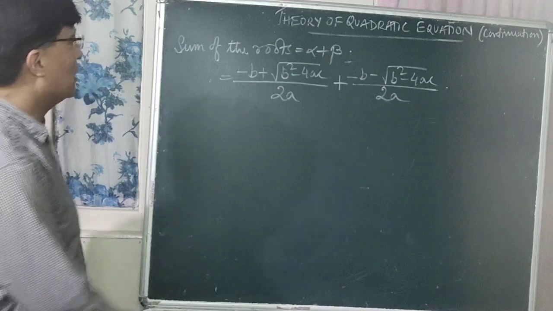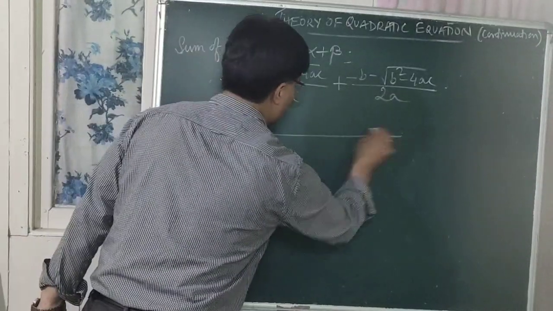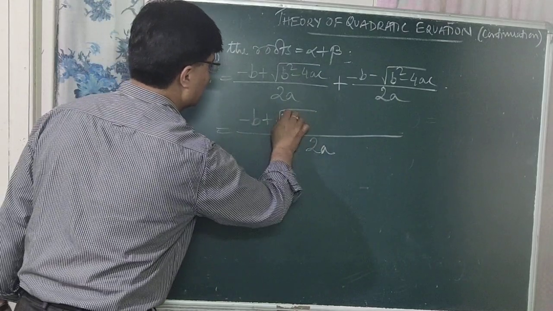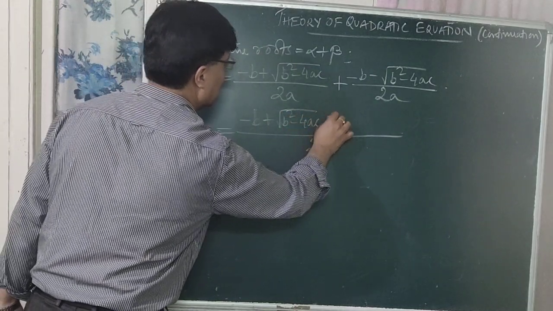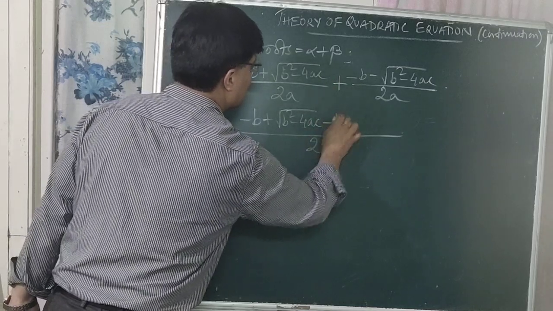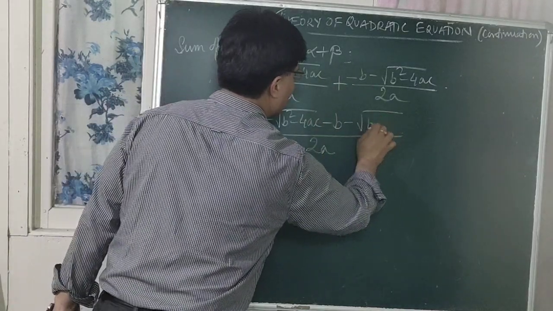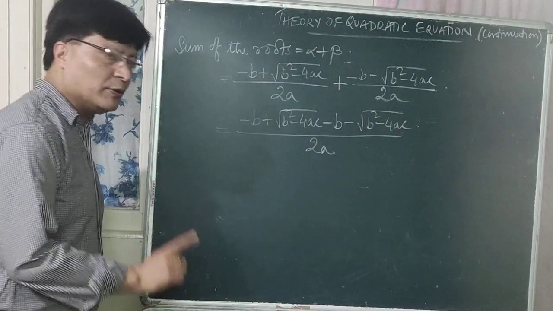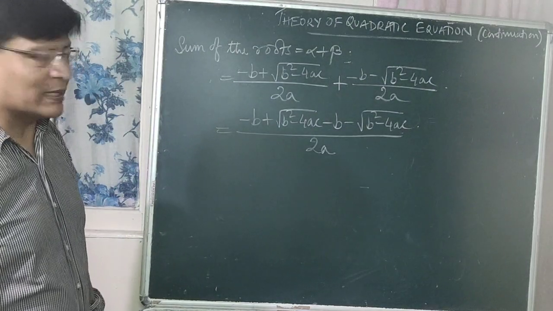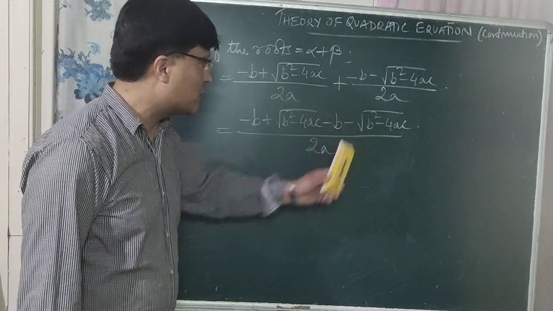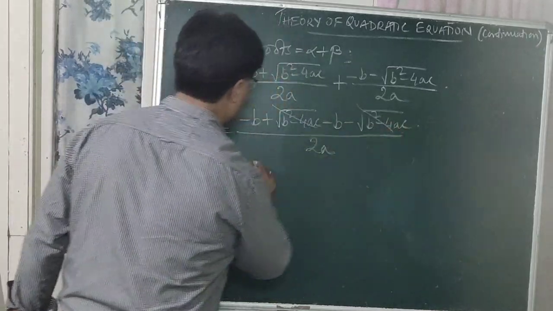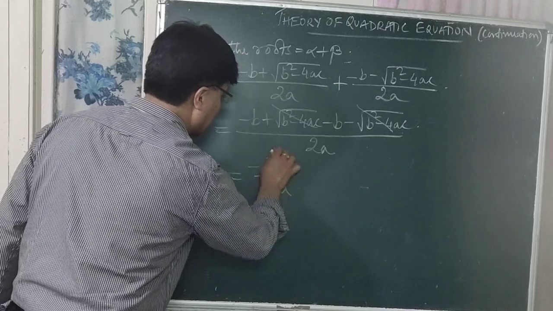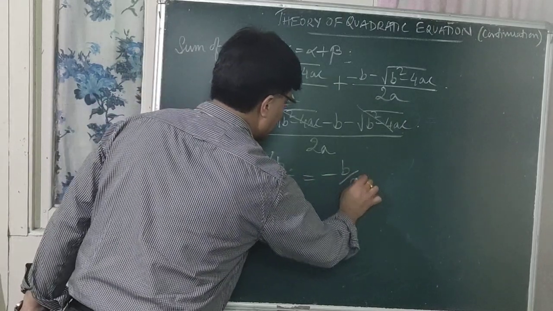Is that clear? Now let's simplify it. So what's the LCM here? 2a, right? So minus b plus root over b square minus 4ac, then plus and minus b plus and minus root over b square minus 4ac. Okay, so here you can cancel the plus and minus sign, that is plus root over b square minus 4ac minus root over b square minus 4ac. You can cancel them. What is minus b, same sign, you have to add them. Minus 2b divided by twice a. 2 gets cancelled, which is equal to minus b by a.